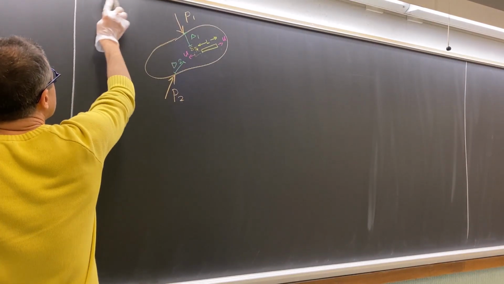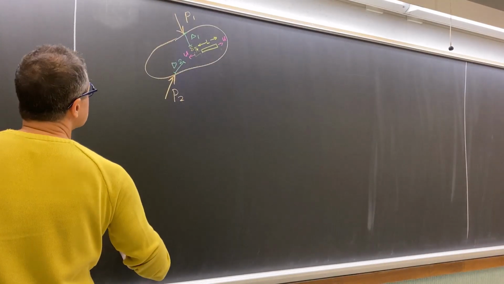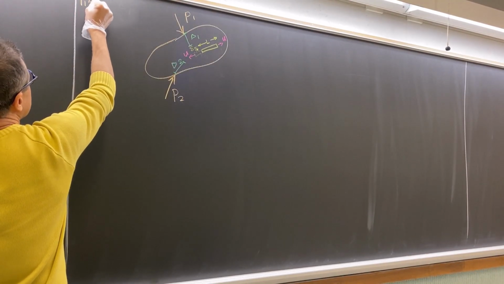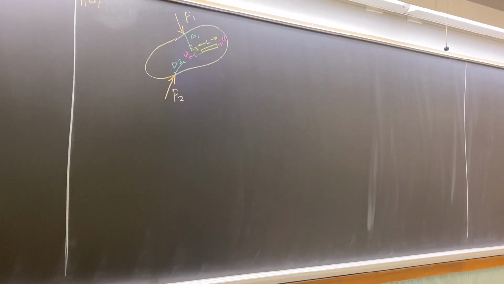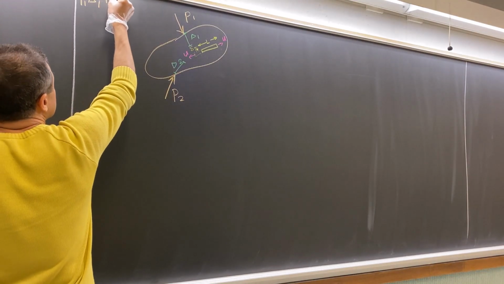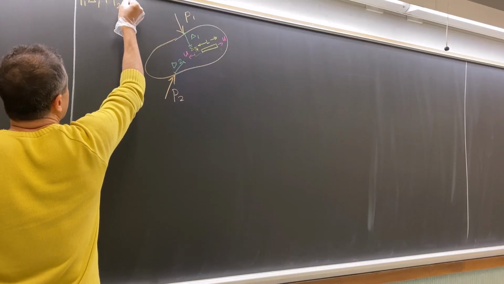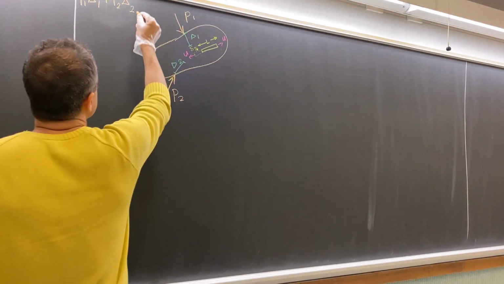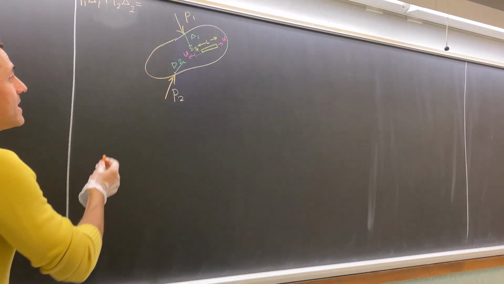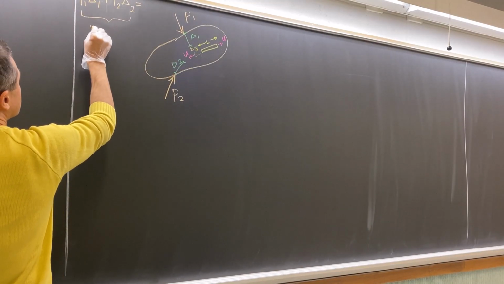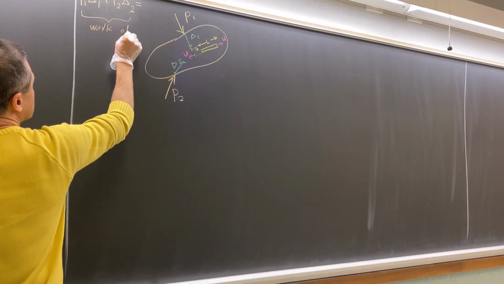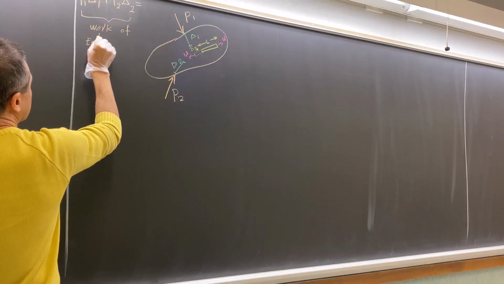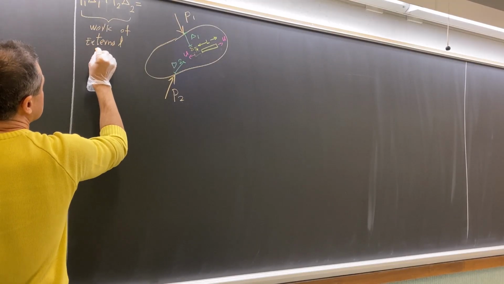So now, the work done by external loads is P1 times delta 1. Force times displacement. This is the definition of work or energy. And for P2 it is P2 times delta 2. Force times displacement, the definition of energy or work. And this is the work done by external forces. So I write it here, work of external forces.